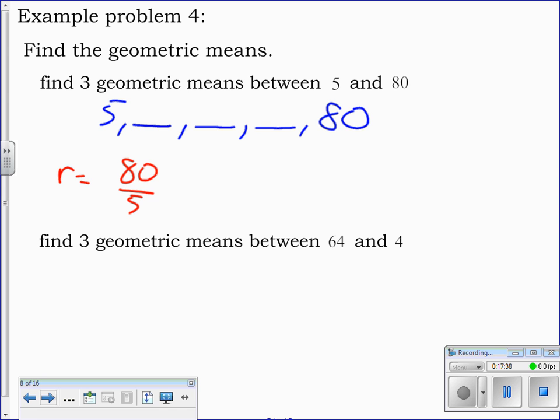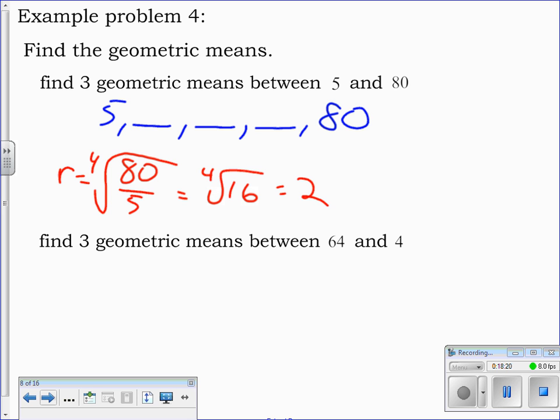Okay, once again, this is geometric. Instead of doing that, we are going to take the root, and in this case the fourth root, because there are 3 spaces plus 1. So you're doing the fourth root of 80 divided by 5. Now you can do this on your calculator. If you type it in just like it is here, your calculator will spit out the right answer. You can also take a minute and go, okay, that's the fourth root of 16. 80 divided by 5 is 16, and the fourth root of 16 is 2.